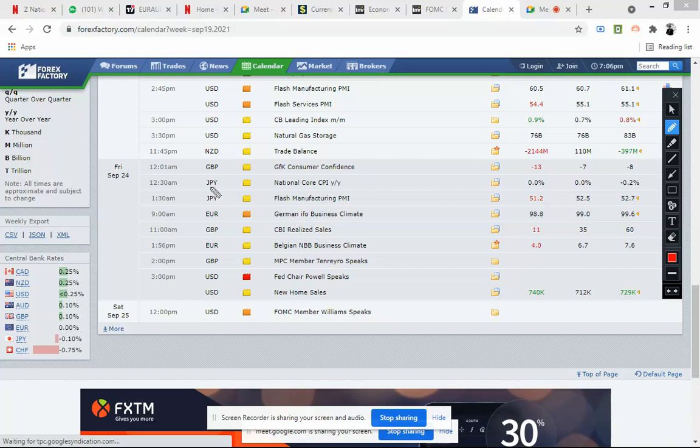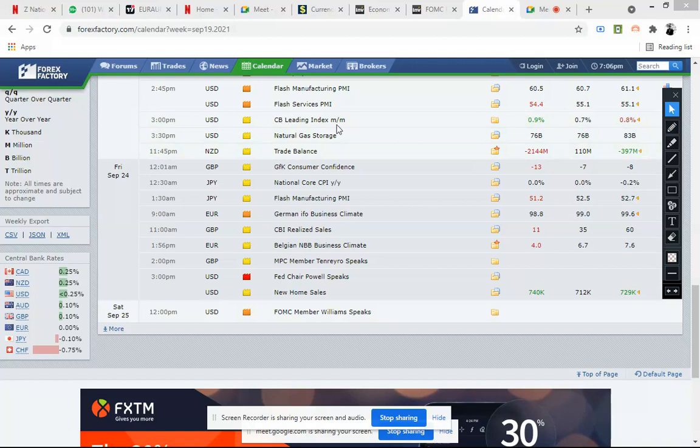So JPY National Core CPI is 0.0 percent. The actual is 0.0, the forecast is 0.0, still 0.0. That means there's no increase at all, and the previous one was 0.2. So nothing happened to this currency at all. Nothing happened to this currency. Look at this also.